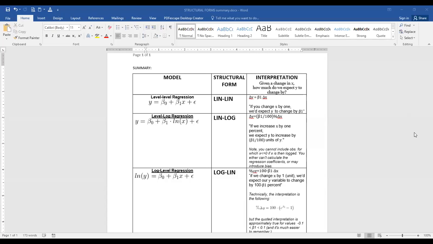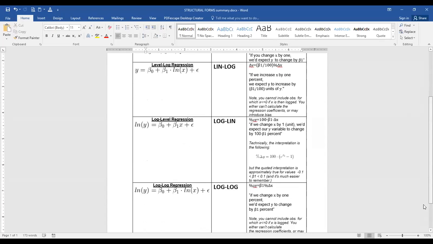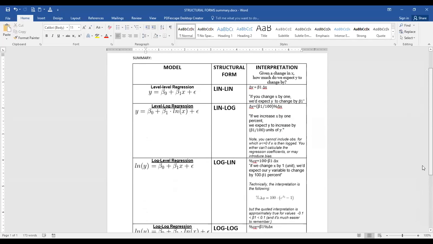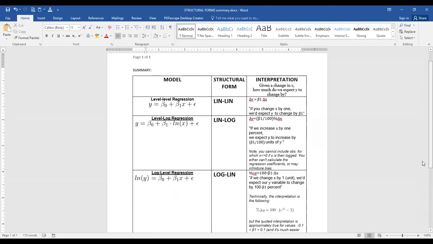Okay, so we encounter variables that are in log form. In this session, we're going to look at how we interpret variables that are either in log form or in other forms. There are four forms that we're going to discuss this afternoon. First is the linear. We know this, guys. This is the level regression. We have learned how to interpret this.